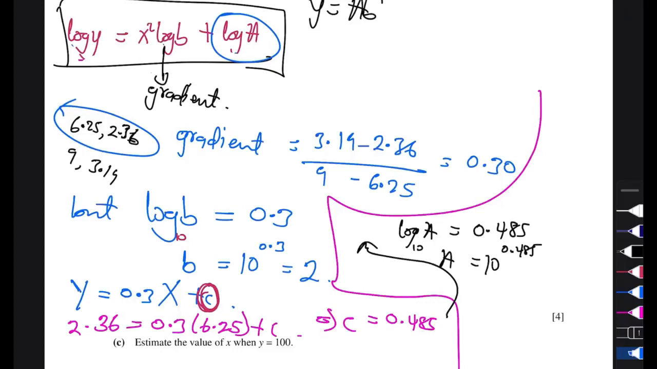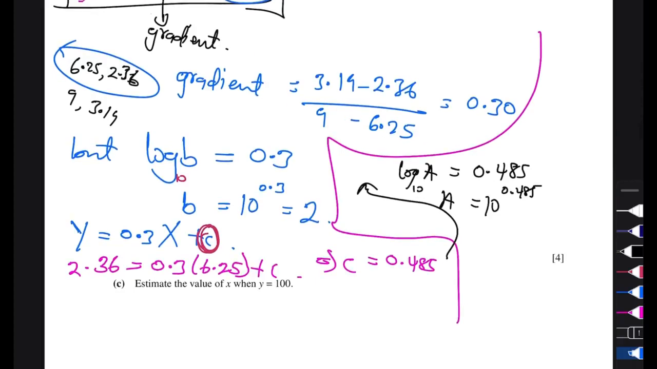So 10 to the power, my answer would be 3.05, so I'll just keep it at 3.0. So A is 3.0. That means that A is 3 and then B is 2. Okay, and then I'm done. So this is how to go about it.